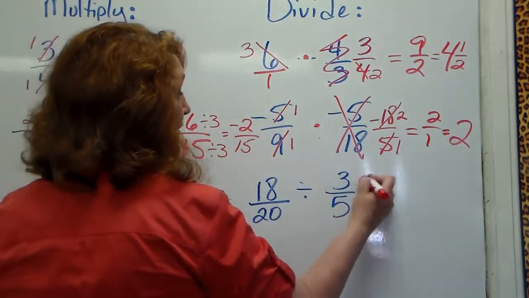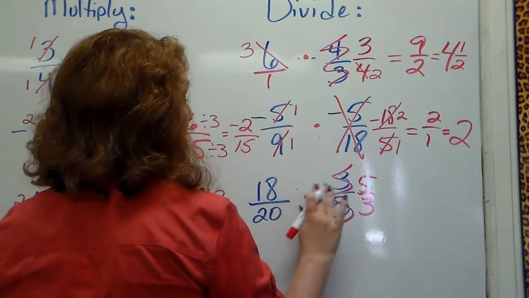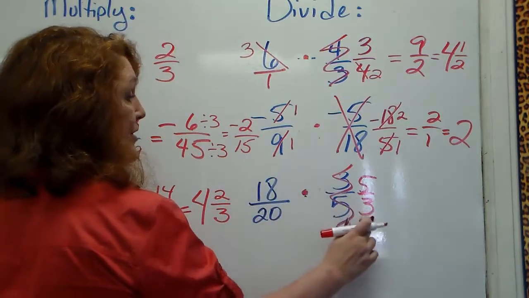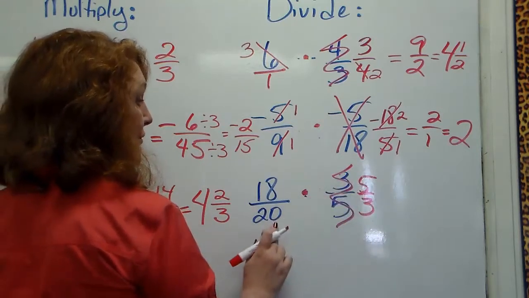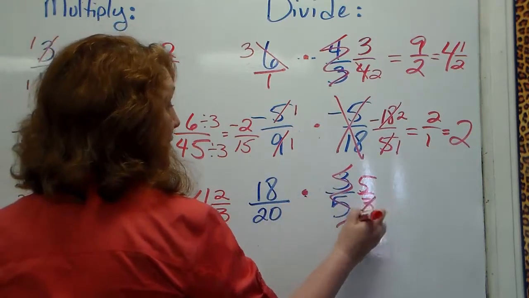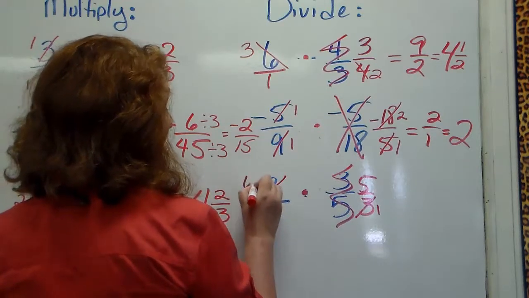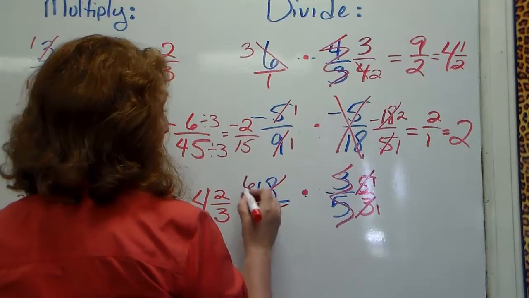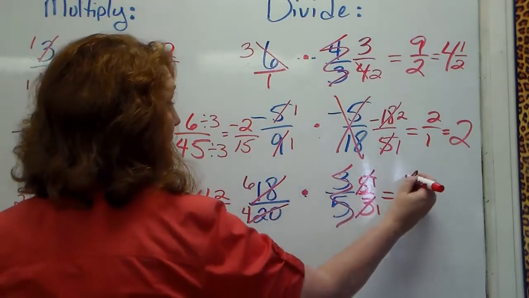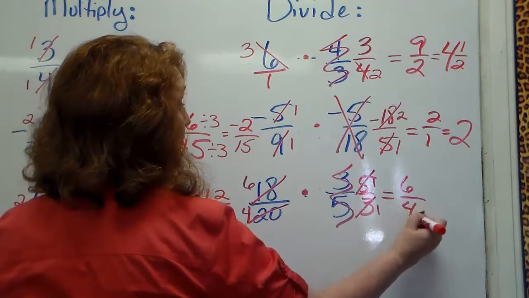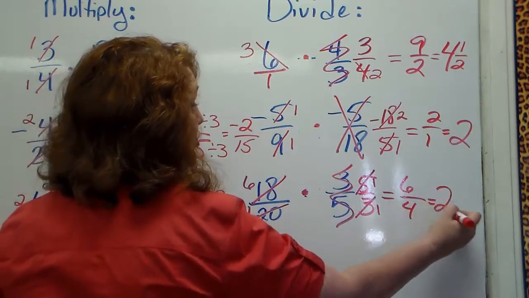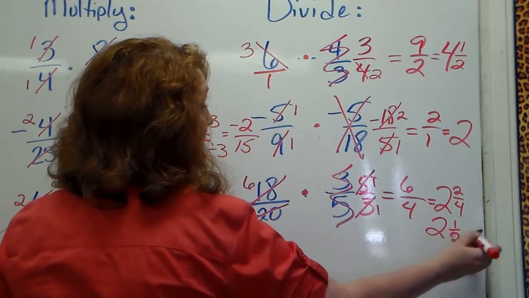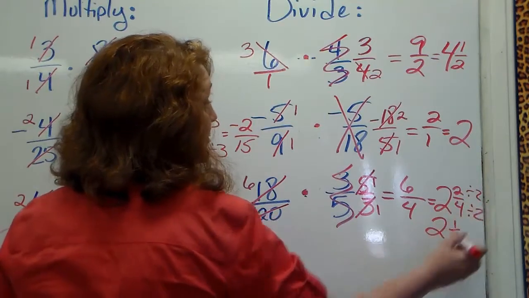Here I'm going to flip this and multiply, and I'm looking diagonally. 3 goes into both of these, 5 goes into both of these. So in dividing this by 3, 3 goes into 3 once and into 18 6 times. 5 goes into 5 once and into 20 4 times. So my answer ends up being 6 over 4. 4 goes into 6 1 time with 2 left over, which is the same as 1 and 1/2. Divide by 2, divide by 2.